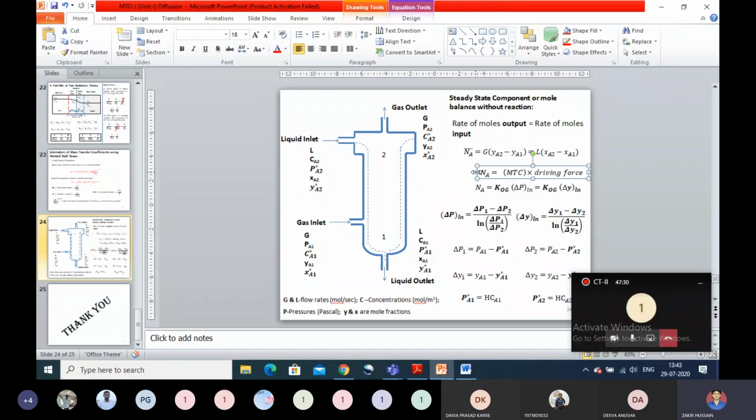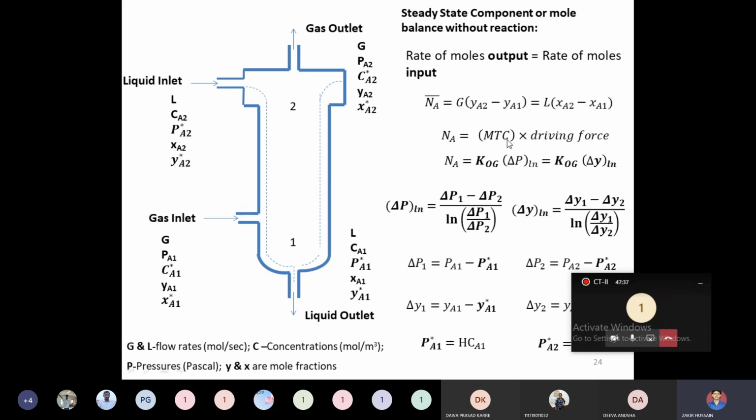Usually the flux is expressed as mass transfer coefficient into driving force. We have seen this earlier. This driving force may be concentration gradient or pressure gradient. Whatever the other terms apart from flux and driving force, the left out terms are called mass transfer coefficient. Since this is a counter current flow, the true driving force will be considered in terms of logarithmic mean pressure difference, or logarithmic mean concentration difference, or the logarithmic mean mole fraction difference.